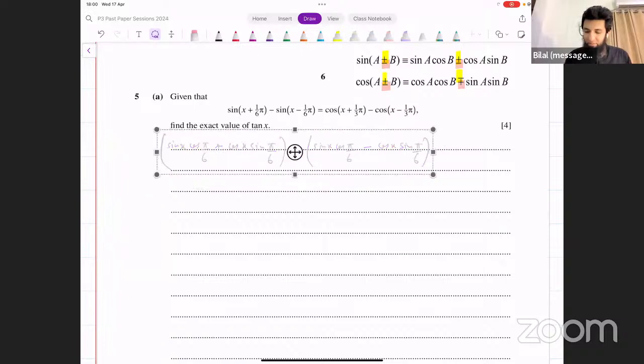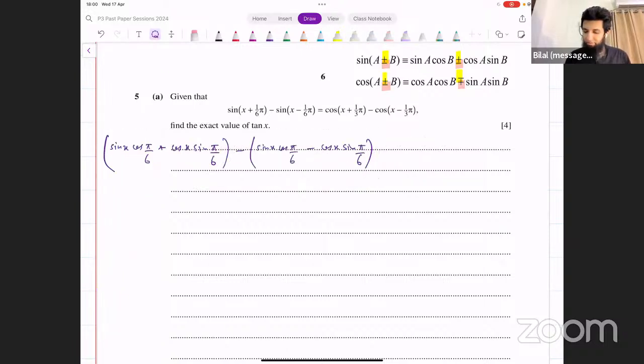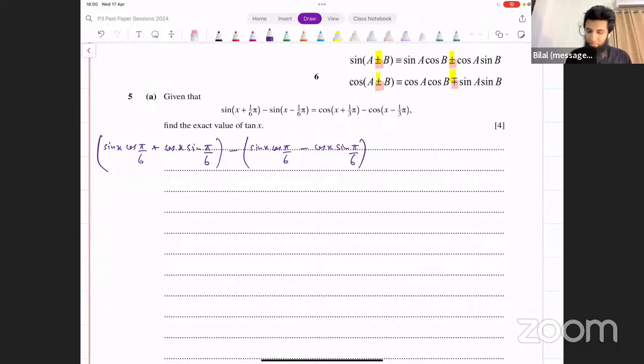Let's do the same on the other side to the cos terms and see what that gives us. That equals cos of x plus pi over 3. That's cos of a plus b. That's going to be cos a cos b minus sine a sine b. So it becomes cos of x into cos of pi over 3 minus sine of x into sine of pi over 3.